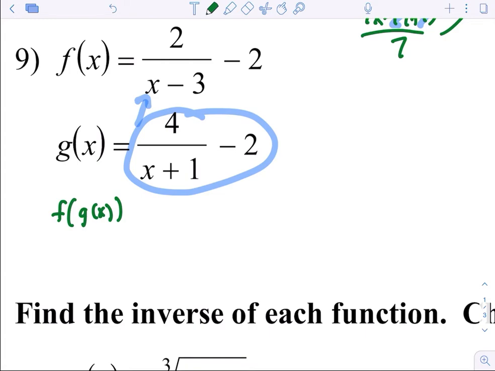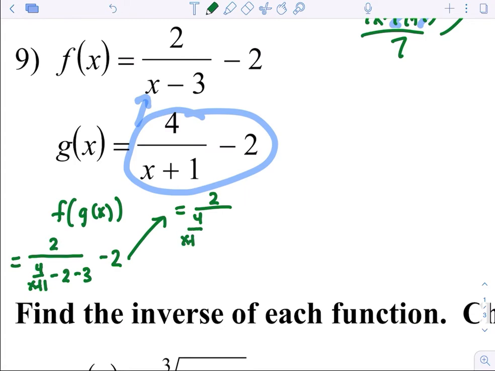So we're going to get 2 all over 4 out of x plus 1 minus 5 minus 2. So we got to get this 5 to have a common denominator. We have to get this to be one nice clean fraction combined. So we got to multiply top and bottom by x plus 1.